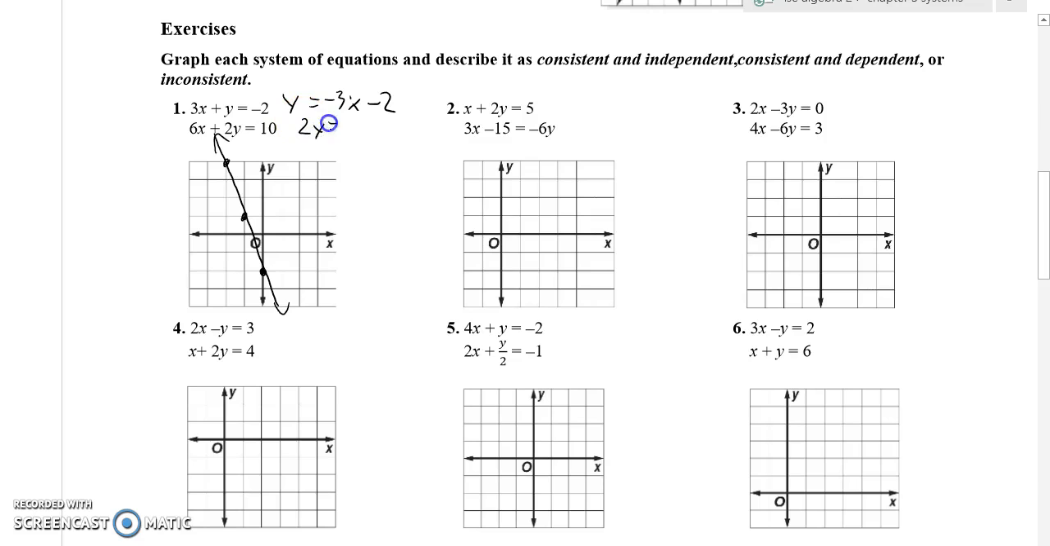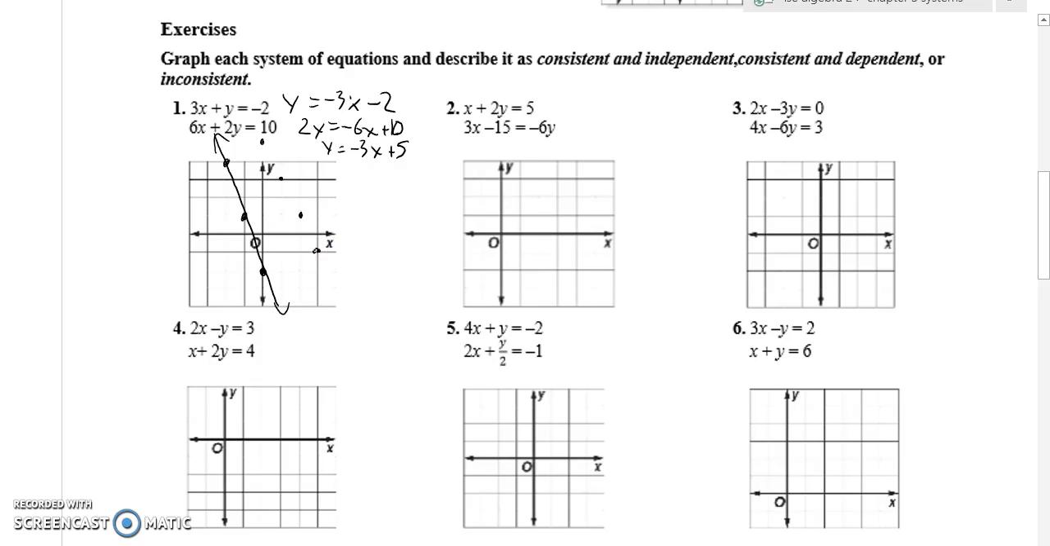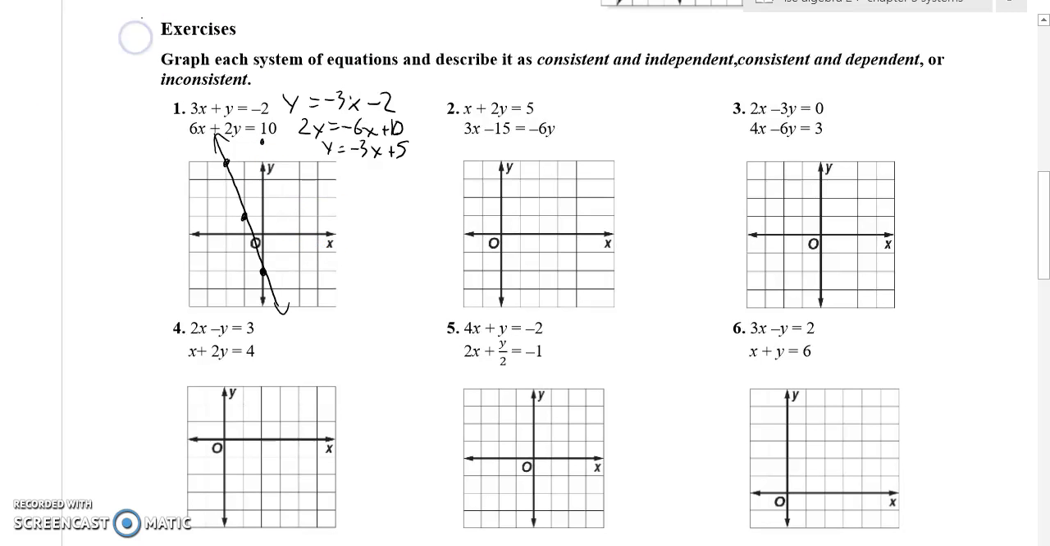Subtracting the 6x from both sides, negative 6x plus 10, and dividing that by 2, y equals negative 3x plus 5. So I start at 5, and I go down 2 and over 1. I'm supposed to be going down 3 and over 1. Start at 5 and go down 1, 2, 3 and over 1. Down 1, 2, 3 and over 1. There we go.